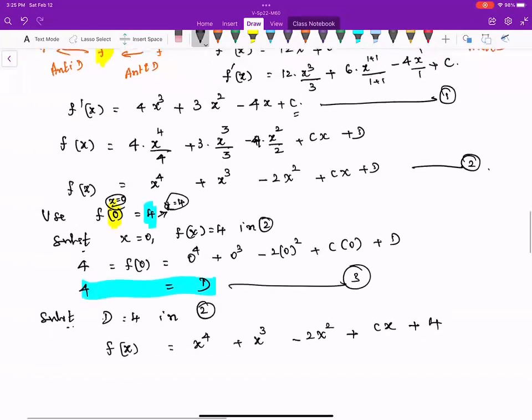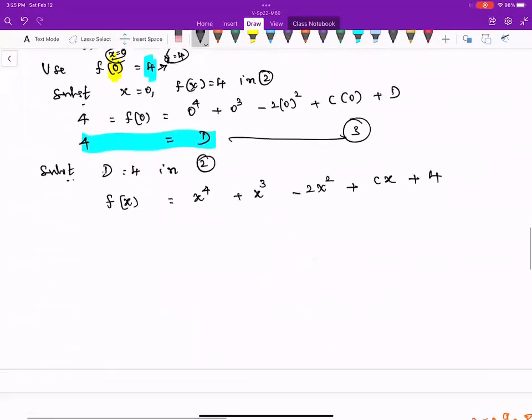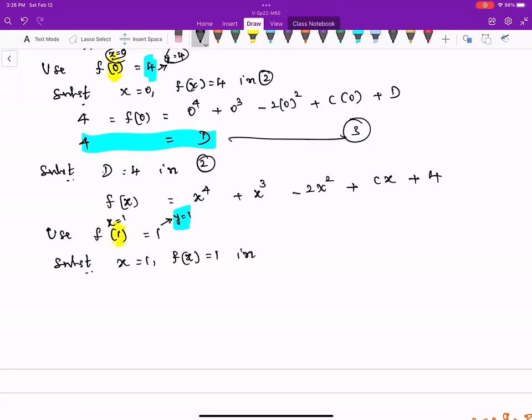For that, we are given one more condition in the problem, f at 1 equal to 1. Use f at 1 equal to 1. What does that mean? X equal to 1, y equal to 1 also, right? So use that condition here. So substitute x equal to 1 and f of x equal to 1 in 4.